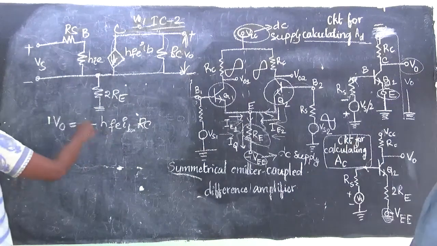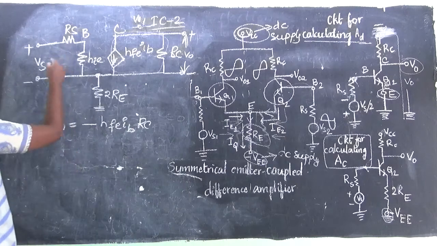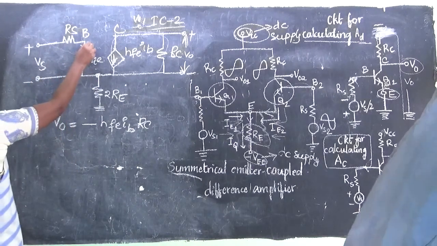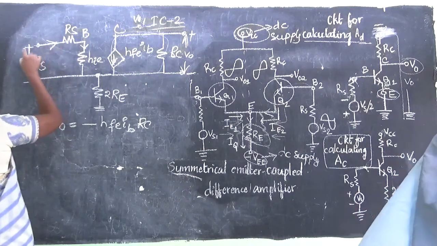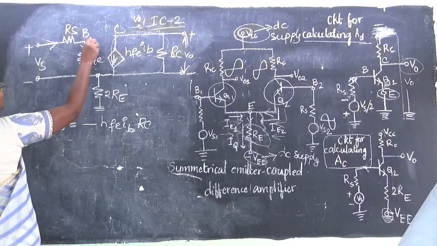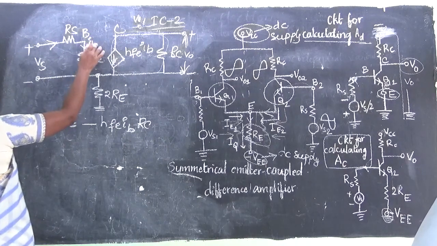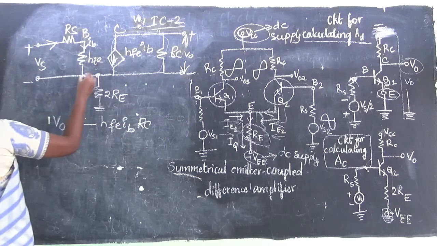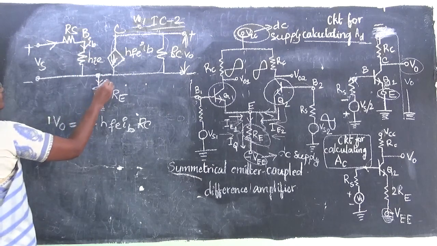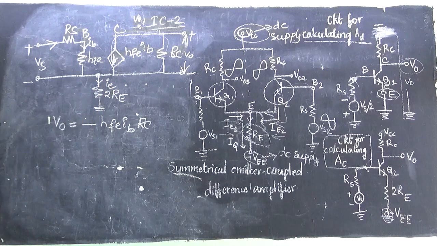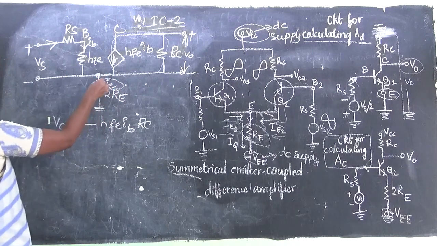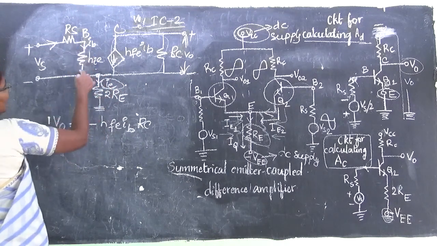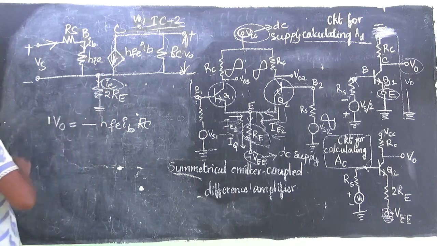So what is my IB? To find IB, what do I have to do? I have to calculate this IB. So my current will start from the positive terminal. So this will be IB, and the current which is flowing here is going to be IE, the emitter current. So what is my IE going to be? The current flowing here is going to be IB plus IC, where IC is the collector current.